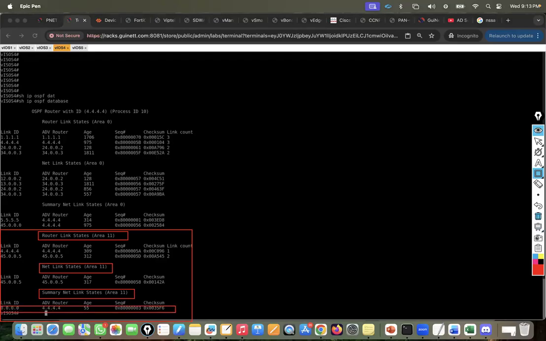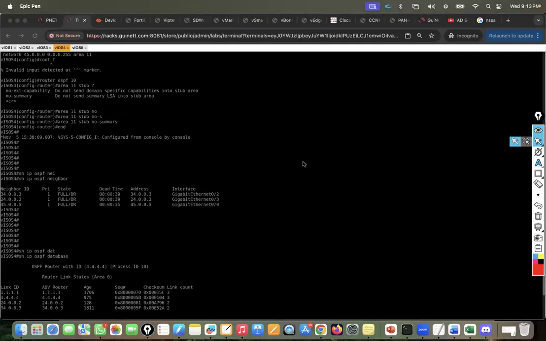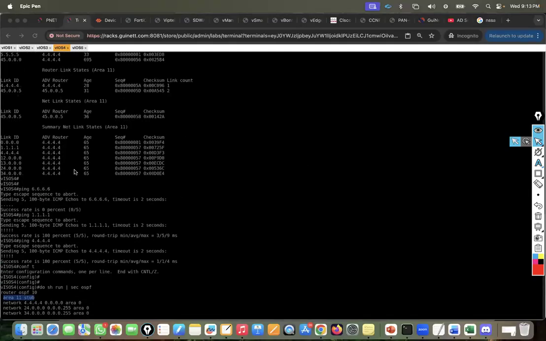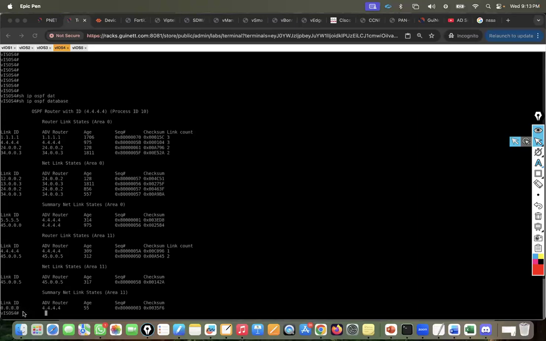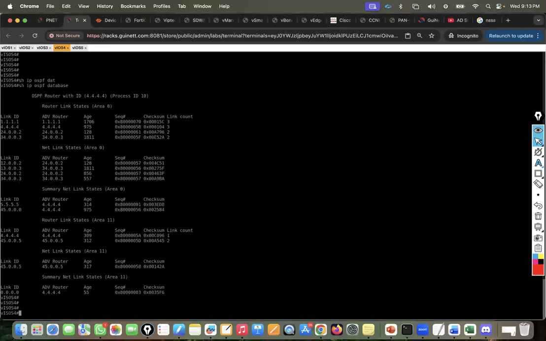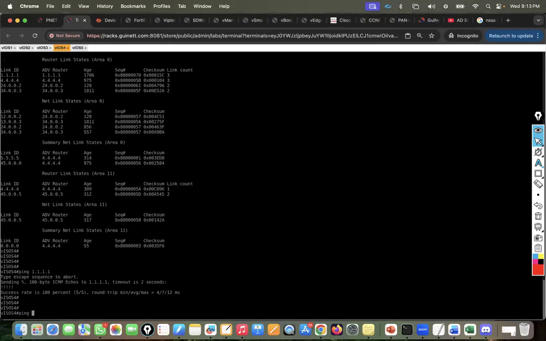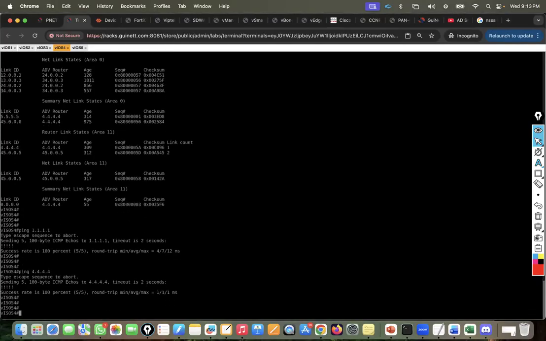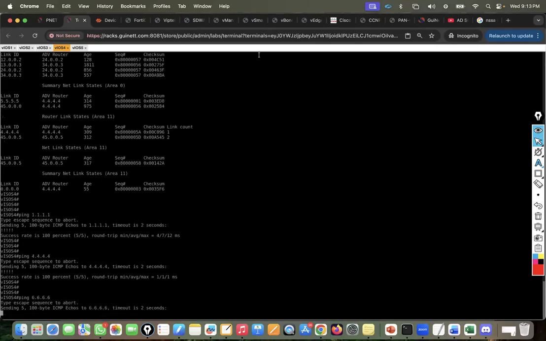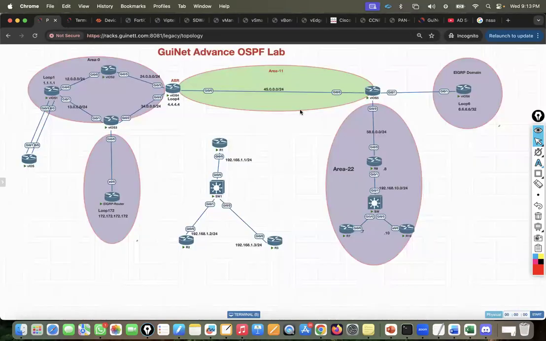So I can still reach my networks, that is 1.1.1.1 and 4.4.4.4. But how? Via this default route. Let me ping it here. So I still have the LSA 3, but that LSA is going to carry the default route, and that's why you're able to reach it here. Make sense? But you lose connectivity with which LSA? The external LSA. We do not have that LSA. So now we're clear.